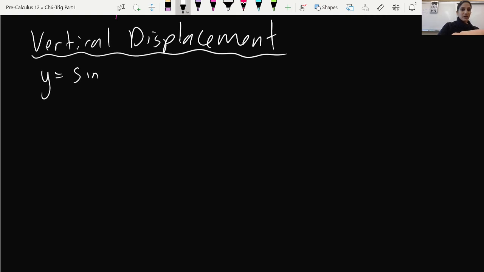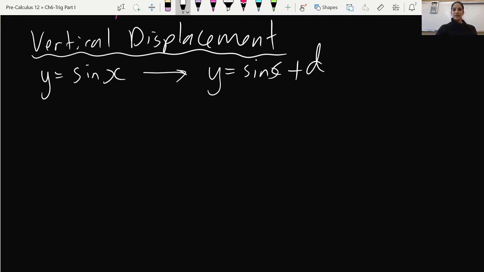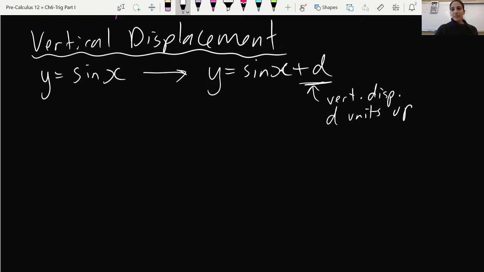So if we had again y equals sine x, and instead I decide to change that to y equals sine x plus d, for example. Oh my gosh, what am I doing? Sine x plus d. It's Friday. That's my x. Okay, so this part is just a vertical displacement d units up, but if it had minus d, it would be d units down.